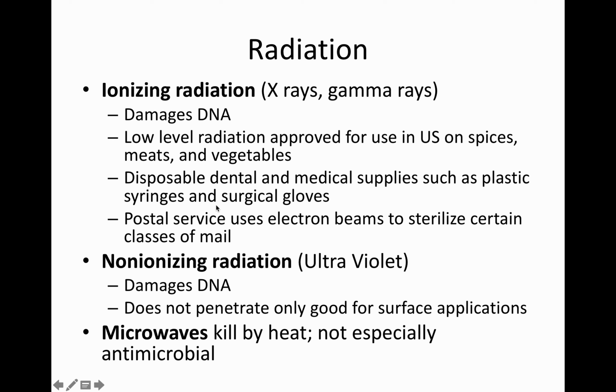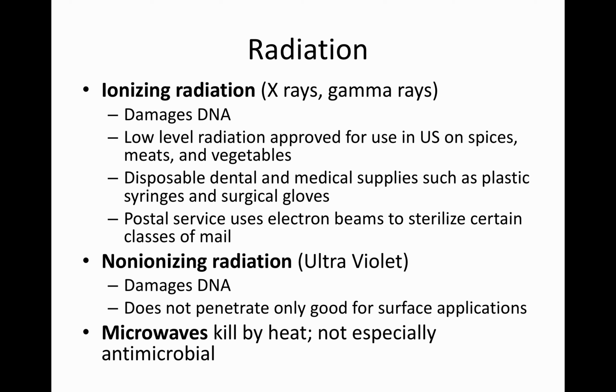Radiation is another physical method where we're going to damage DNA. So there are three types of radiation. Ionizing radiation, which is X-rays and gamma rays, damages DNA. We can use this for things like spices, meats, and vegetables. Some of the meat that you buy at the grocery store would have gone through a gamma radiation treatment.